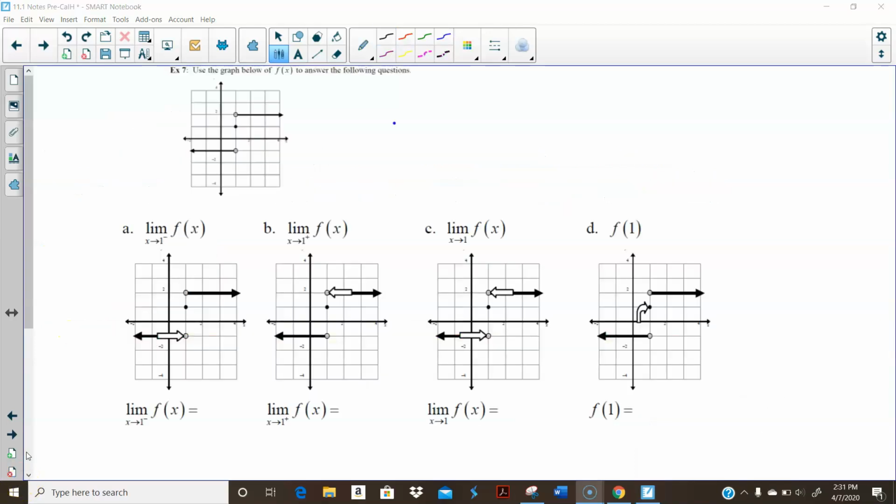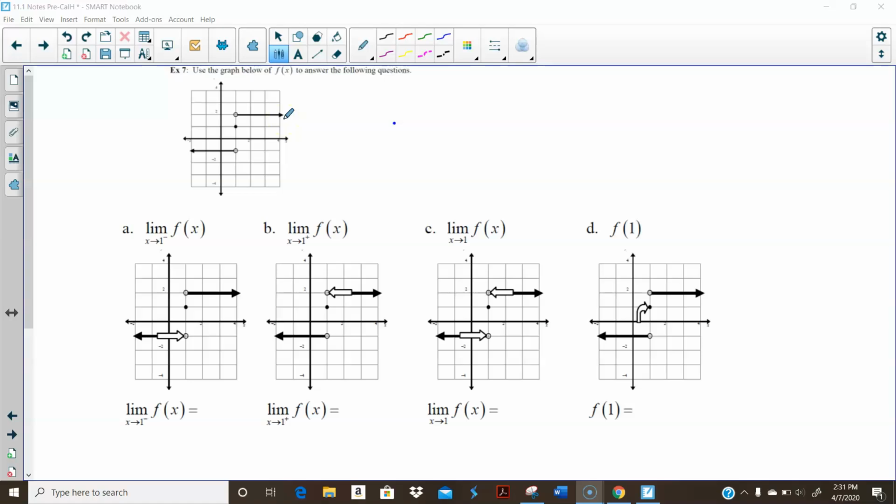Now let's answer the following questions about example 7 to see if you understand the limits. We have a piecewise function that jumps. So the function is here, and then the function jumps up here, and it's actually equal here, and then you've got this piece. So looking at this piecewise function, let's review the limits.